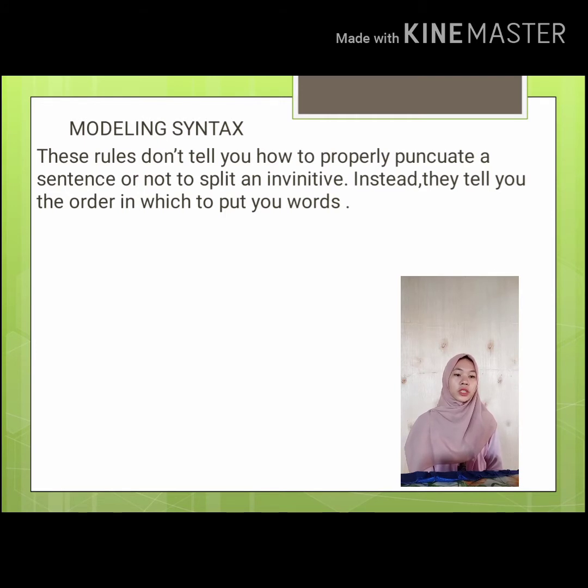Note that these rules are nothing like the rules of grammar you may have learned in school. The rules don't tell you how to properly punctuate a sentence or not to split an infinitive. Instead, they tell you the order of the subject before its verb. This kind of information comes in generative rules. The rules generate the sentences of a language, hence the name generative grammar. You can think of the rules as being like command lines in a computer program. They tell you step by step how to put together words into a sentence.